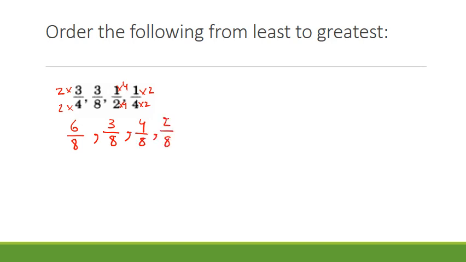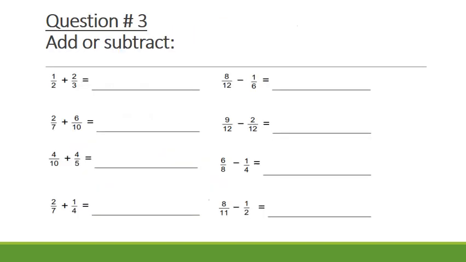So now it's very easy for me to order them from the least to the greatest. The least is 2 over 8, which is, in other words, 1 over 4, is less than 3 over 8. It's less than 4 over 8, which is 1 over 2, less than 6 over 8, which is 3 over 4.